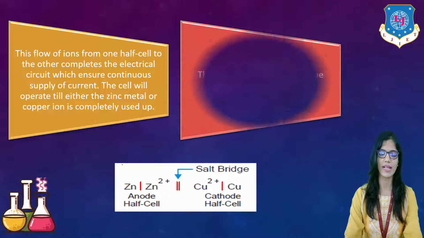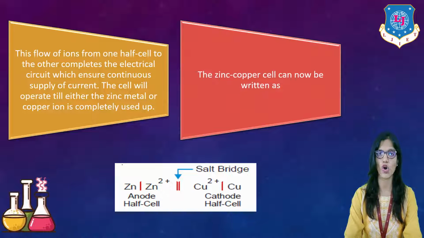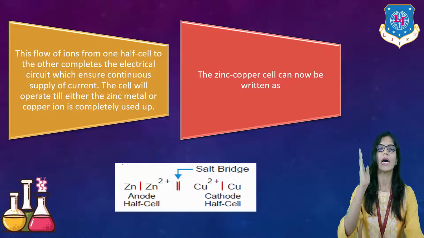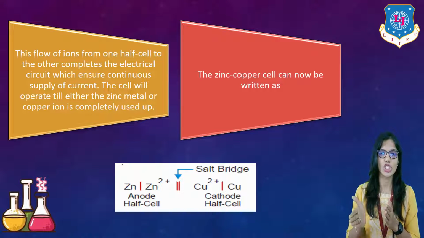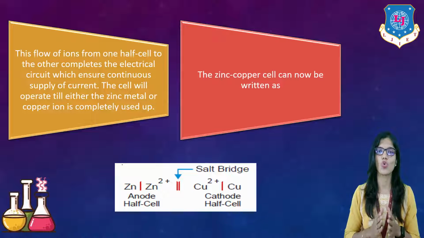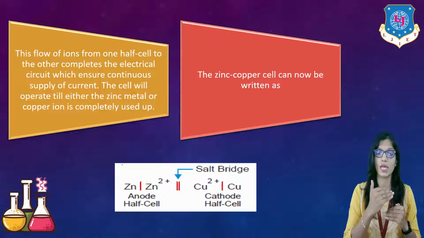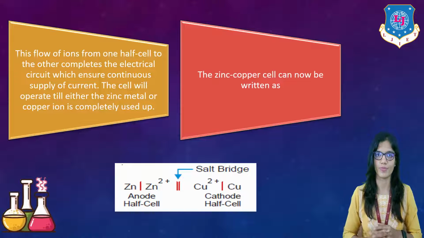The zinc copper cell can now be represented as Zn | Zn2+, which is known as the anode half cell, then the salt bridge, then Cu2+ in contact with Cu, which is the cathode half cell. So it shows us the actual representation: zinc is in contact with Zn2+, which is in contact with the salt bridge, and the salt bridge is in contact with Cu2+, which will convert to Cu. Right, so it shows that the anodic side gives electrons, the cathodic side accepts the electrons.